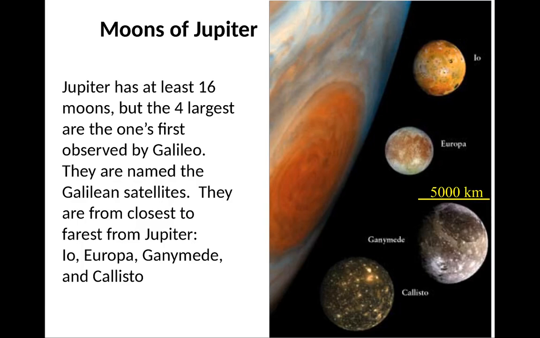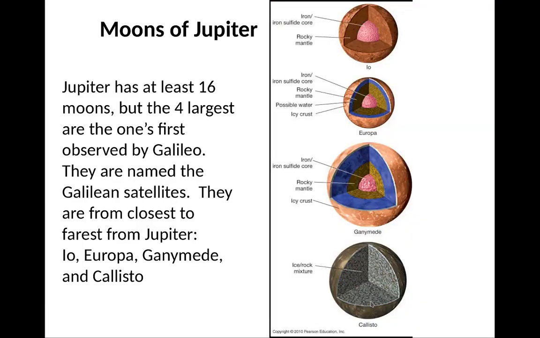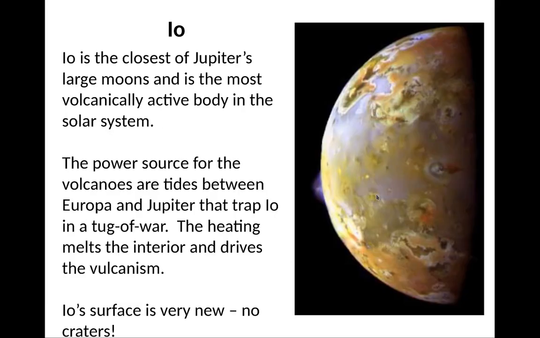but the 4 largest were first observed by Galileo back in the 1600s, and they are named the Galilean satellites. Right. So starting from closest to furthest is Io, then Europa, then Ganymede and Callisto. Right. Okay. And these are what they're made of. They're typically rocks with possibly lots of ices and stuff like that. As you move further away from Jupiter, you get more and more ices. Okay. Let's talk about Io first.